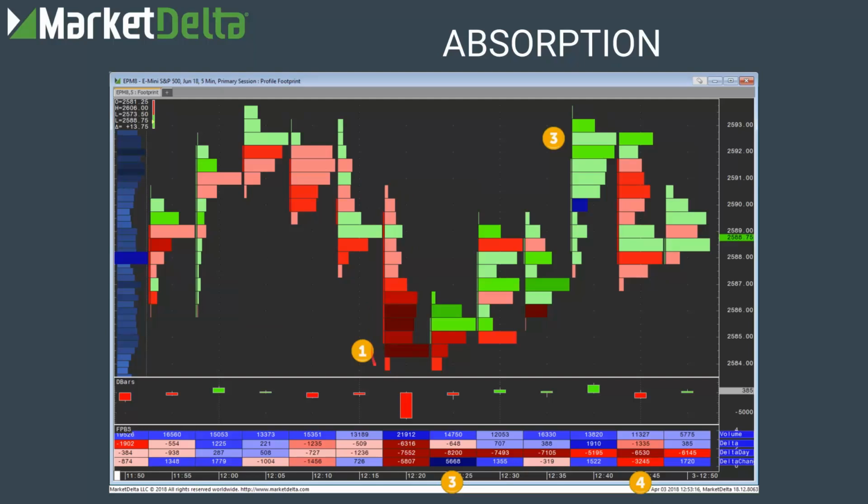Look at this. This looks just like the bars I just showed you guys. This is obviously a down bar, and what do you see? You're seeing a swelling of volume in the lower portion of the bar.